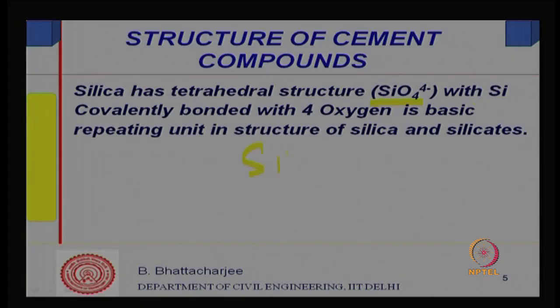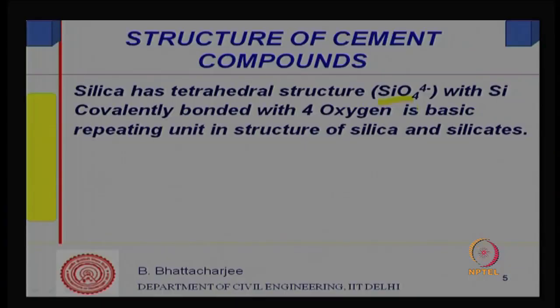Silica is SiO2, we know that. So, this has got a tetrahedral structure with SiO4, right, and Si covalently bonded with 4 oxygen. This is the basic repeating unit in the structure of silica and silicate. So, that is the fundamental. Now, cement is calcium silicate, tricalcium silicate and dicalcium silicate, etc., as we have seen. It is also aluminate. So, first we are trying to look at the silica structure. Silica has a tetrahedral structure.